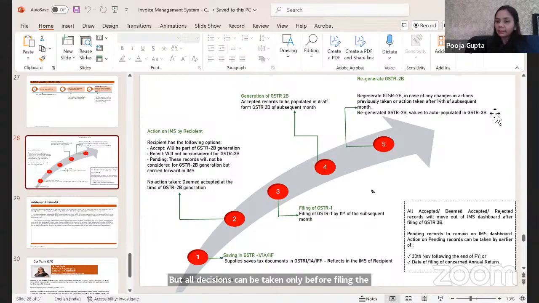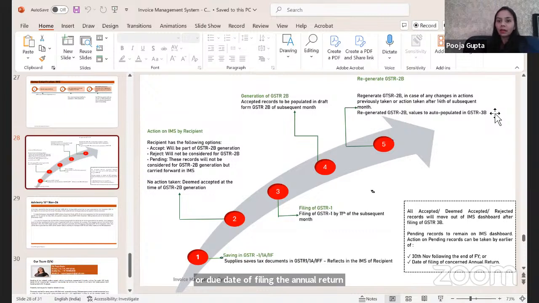And all the accepted, deemed accepted, and rejected records will move out from the IMS dashboard after filing the 3B. But the invoices that have been kept as pending will move to the next IMS dashboard till the time of 30th November or the due date of filing the annual return, whichever is earlier.